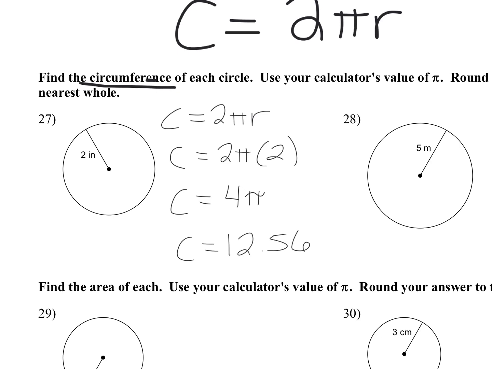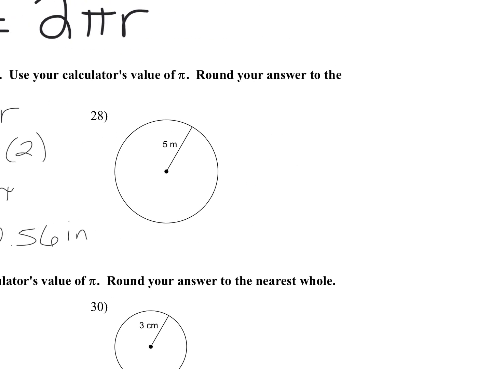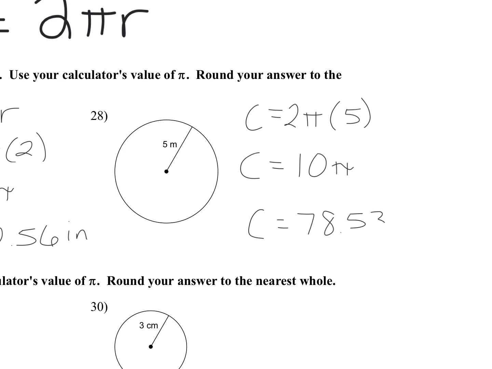Label: inches. Why is it not squared? We're not going for area. Circumference. What is circumference? Distance around the circle. Yep. 28. Same thing. Circumference equals 2 pi r. What's the radius? 5. What do we do first? Multiply. So we get 10 pi. Take 10 times pi. Remember, use the pi button in your calculator. 78.53 meters. Good. Now we're going for area.